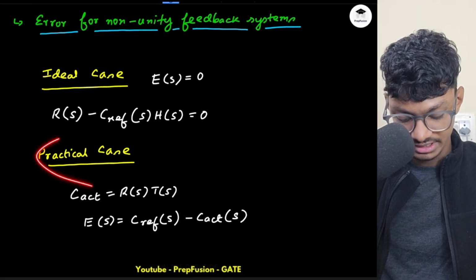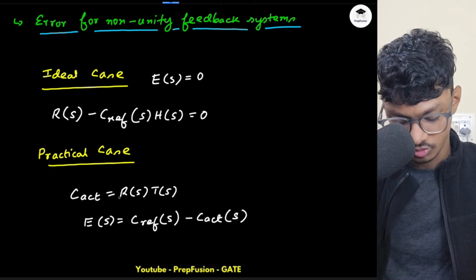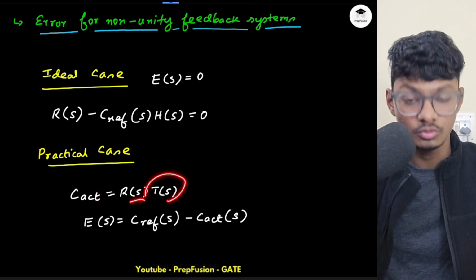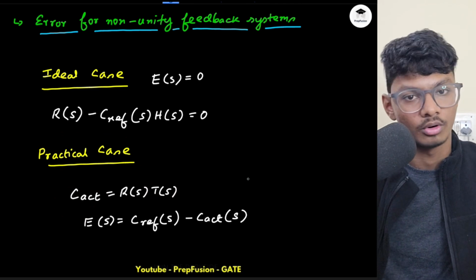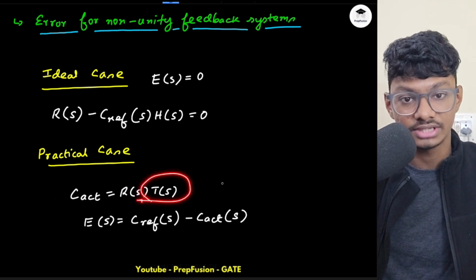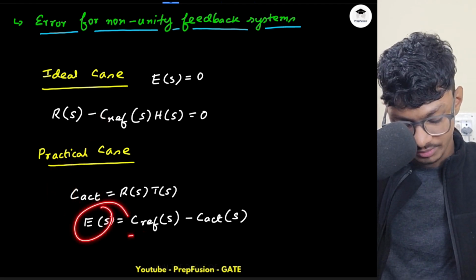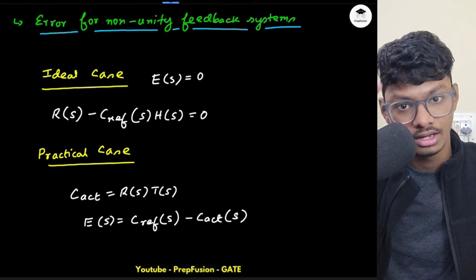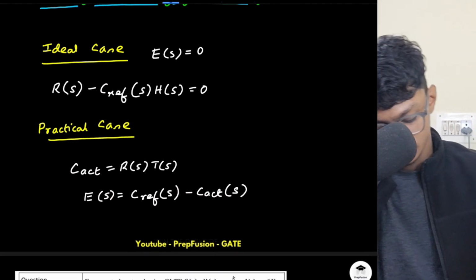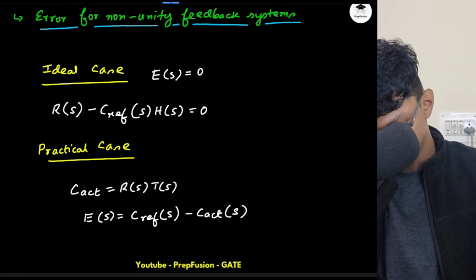Now, in the practical case, output will actually not reach the reference. It will be some actual value, that is R of s into the transfer function of the whole block diagram. Because there is some error in the transfer function, my C actual will not always be equal to C reference. So my error will be C reference minus C actual in the practical case. Okay, so all these things I know.